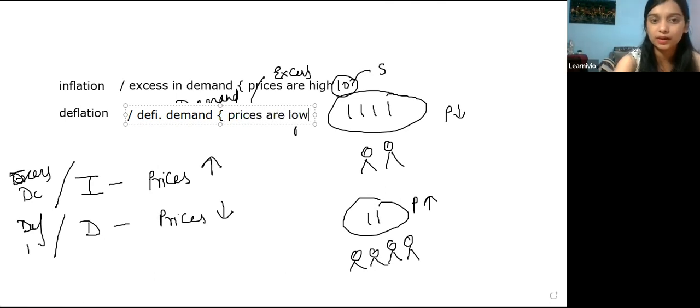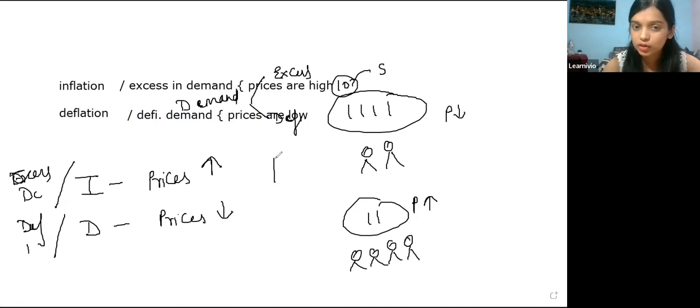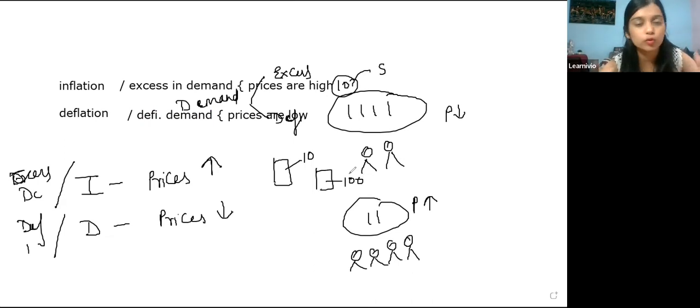Because nobody is demanding. Okay, for example, this is a chocolate. This is of 10 rupees. But now what I did, I said this chocolate is for 100 rupees. You will go to buy it? No, you will not demand. So basically when there is excess demand, then prices are high because the shopkeeper knows there are lots of people who will be purchasing. So he increases the price, and that situation is known as inflation.